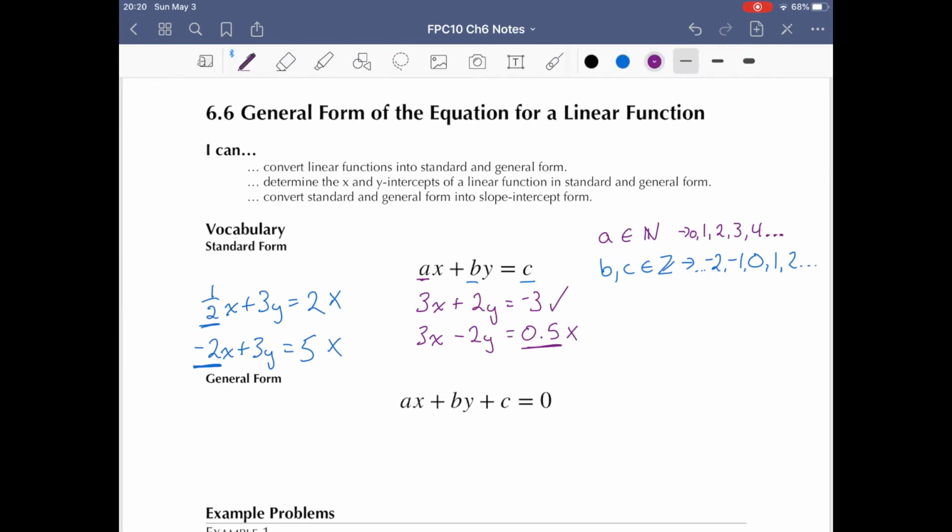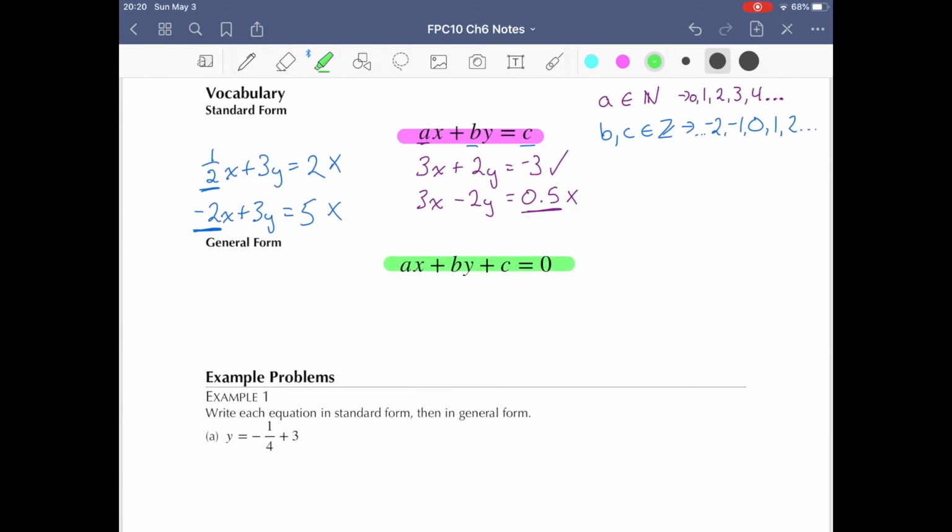All right, so the standard form is ax plus by equals c, like this. The general form is very similar. It's ax plus by plus c equals 0. So all we've done is we've taken the c and moved it over. And the same restrictions apply. So a has to be one of those. B and c can be integers. And you should be able to change from standard form to general form very quickly and very easily. You just move the c value over.